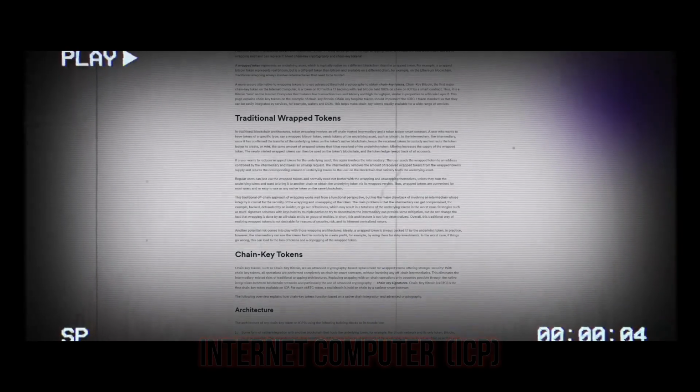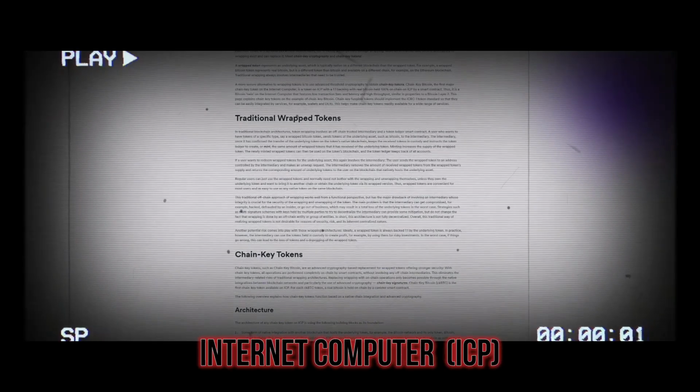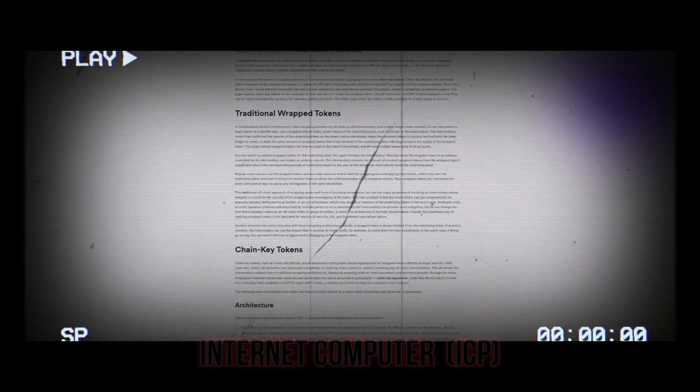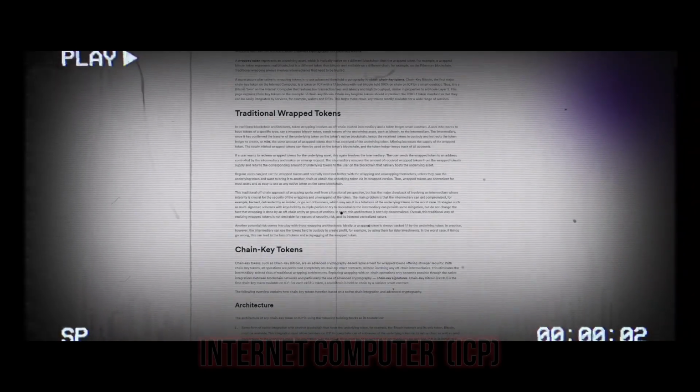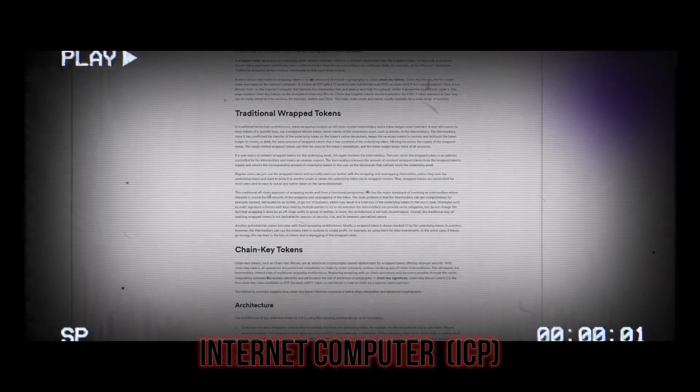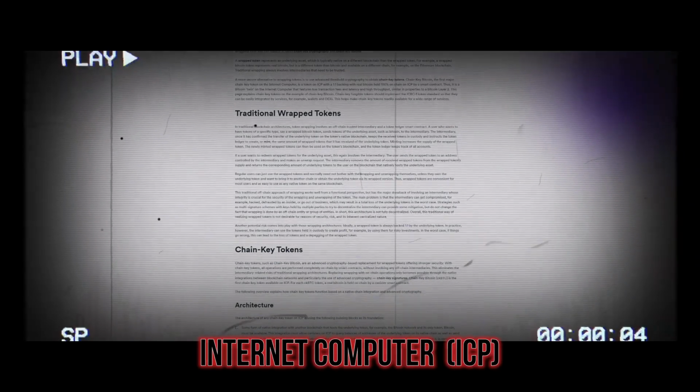of involving an intermediary whose integrity is crucial for the security of the wrapping and unwrapping of the token. The main problem is that the intermediary can get compromised, for example, hacked, defrauded by an insider, or go out of business, which may result in a total loss of the underlying tokens in the worst case.